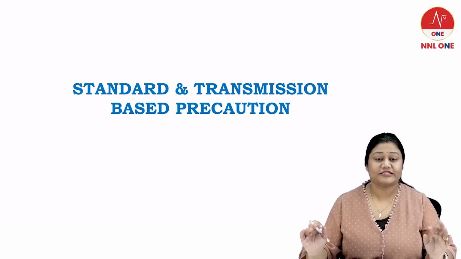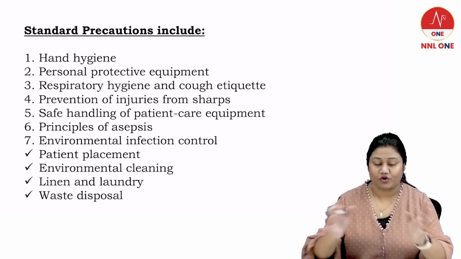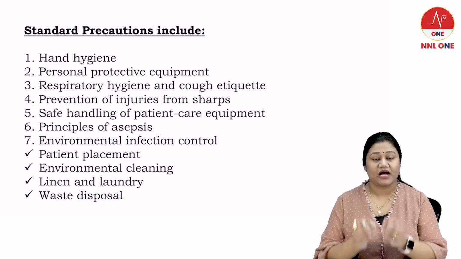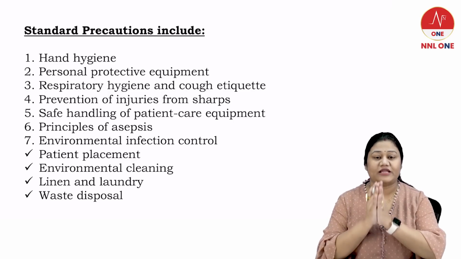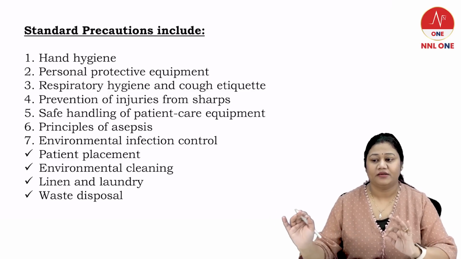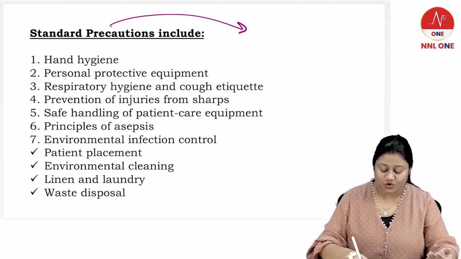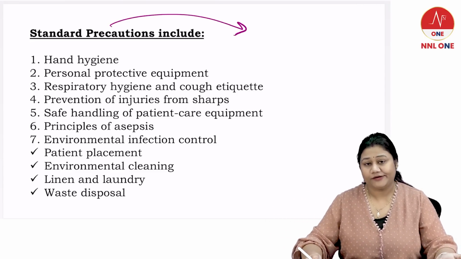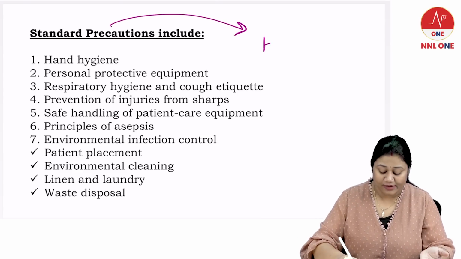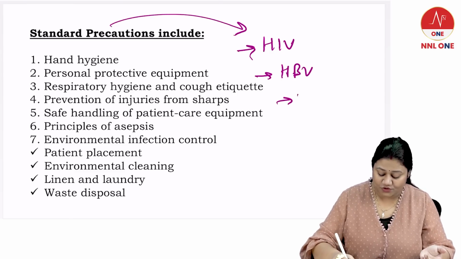Move on to the next topic, which is standard and transmission based precaution, right? Again, another very important topic. When I say standard precaution, always remember these are the basic interventions or precautions that should be applied to all patients irrespective of their blood pathogenic infection. Earlier the standard precaution was called universal precaution, and you all know that universal precaution is only applicable to patients who are infected with any blood-borne pathogen. And when I say blood-borne pathogen, it means whether they are infected with HIV, hepatitis B virus, or hepatitis C virus.